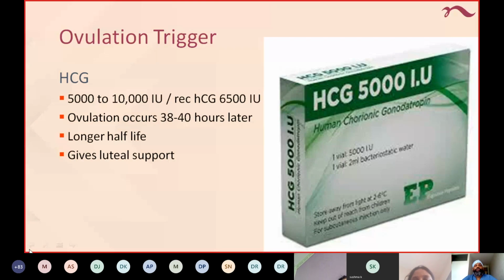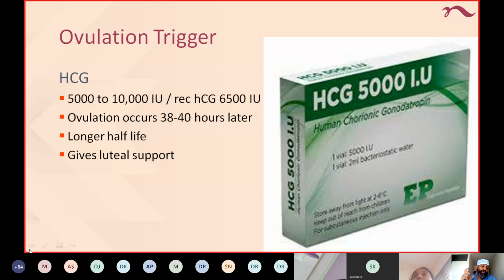So what are the drugs that are used for ovulation trigger? HCG injection is most commonly used, cheap, affordable, available everywhere. HCG in the dose of 5,000 is good enough. In a few situations you might need to use 10,000, otherwise 5,000 HCG is good enough for 99% of the patients. Ovulation occurs generally 38 to 40 hours after you administer the HCG trigger. It has a longer half-life, and it also gives a good luteal support. So HCG itself acts as a luteal support.